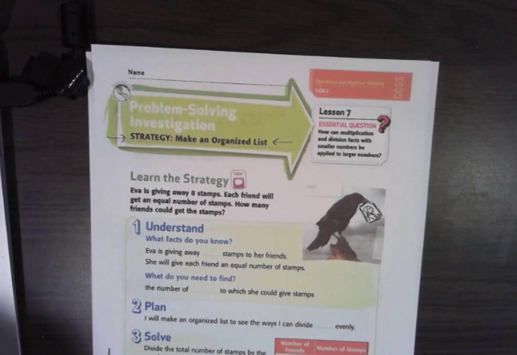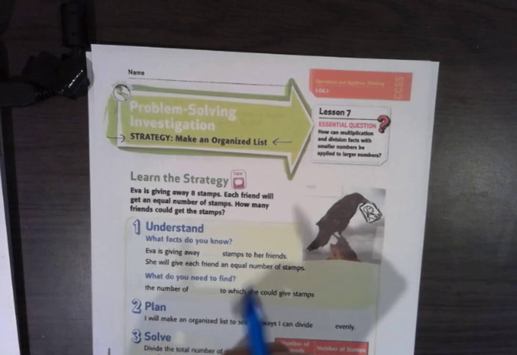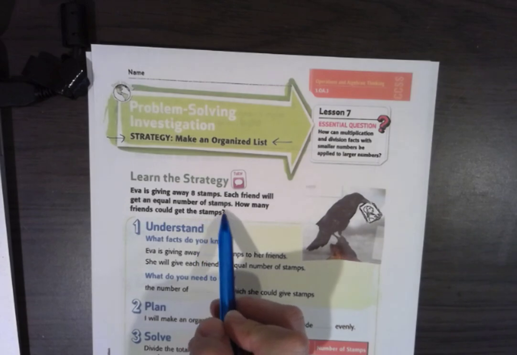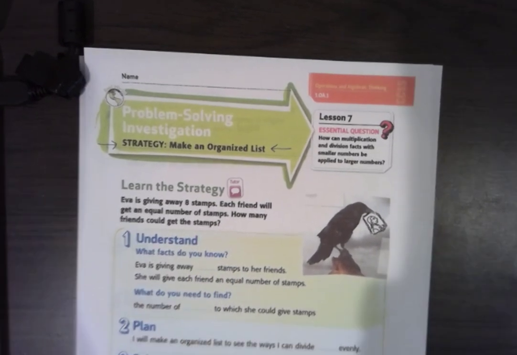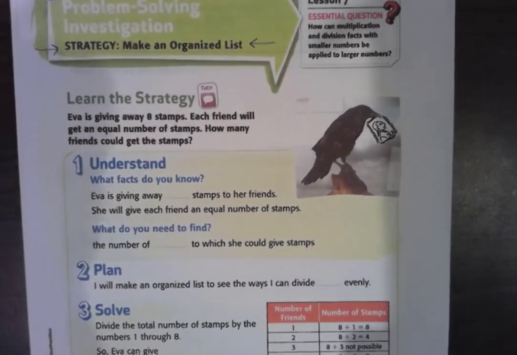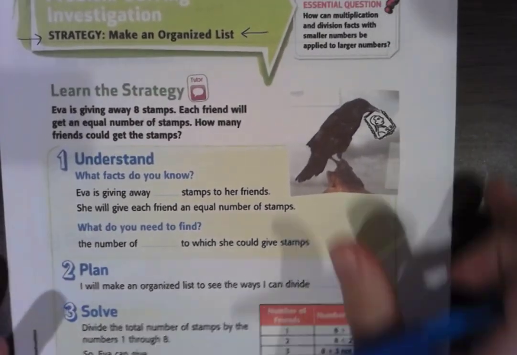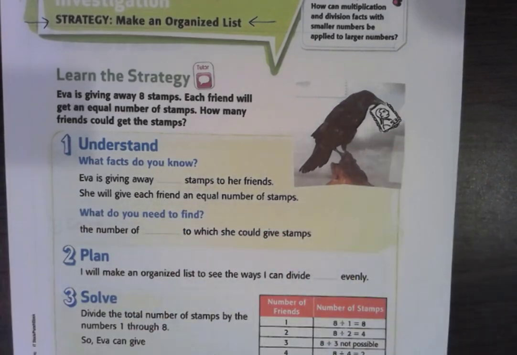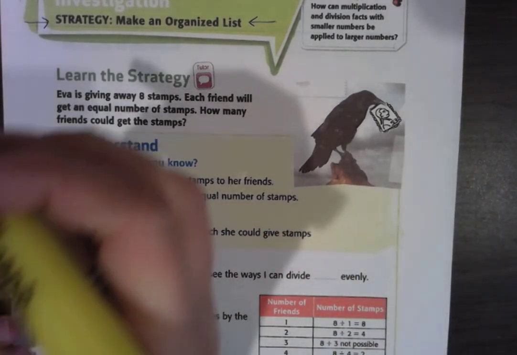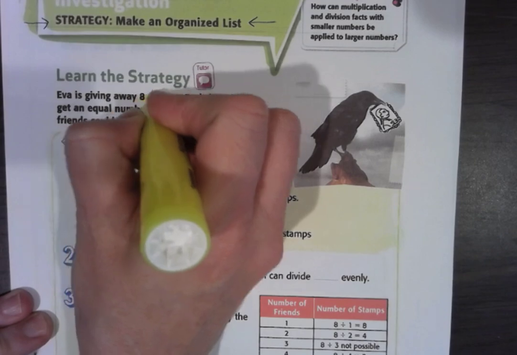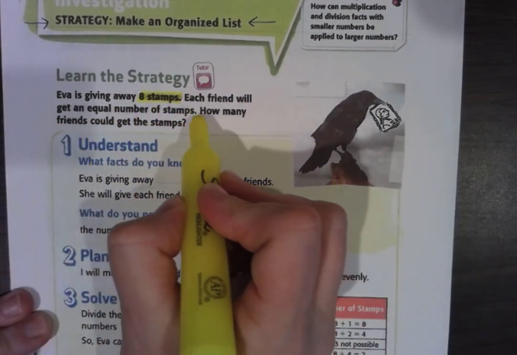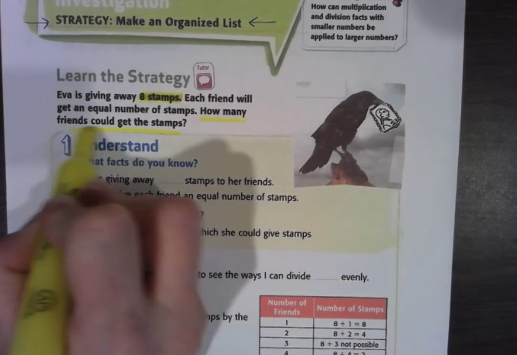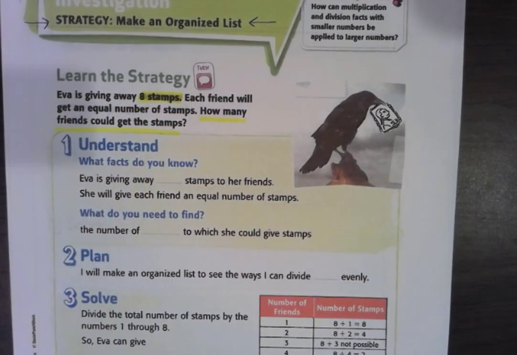It says Eva is giving away 8 stamps. Each friend will get an equal number of stamps. How many friends could get the stamps? All right, so we're going to be using our skills of division as well. So what is the problem actually saying? Well, she's giving away 8 stamps, and it wants to know how many friends could get the stamps. So now we need to work our way through the problem-solving process.